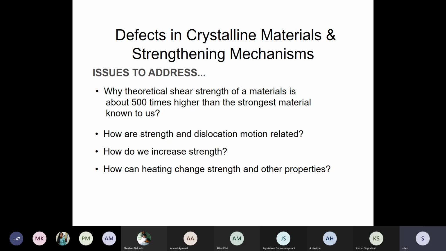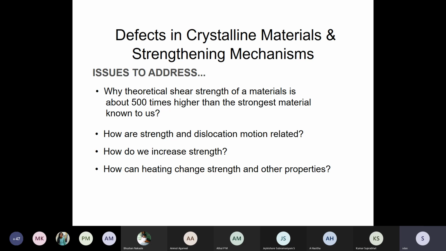So the new chapter is defects in crystalline materials and how to make the material strong, strengthening mechanism. In this chapter, we are going to address a few things. First is why the theoretical shear strength of a material is about 500 times higher than the strongest material known to humankind. In first year, you did mechanics. There, the theoretical shear strength is used to solve various problems. And that mechanics is called continuum mechanics.